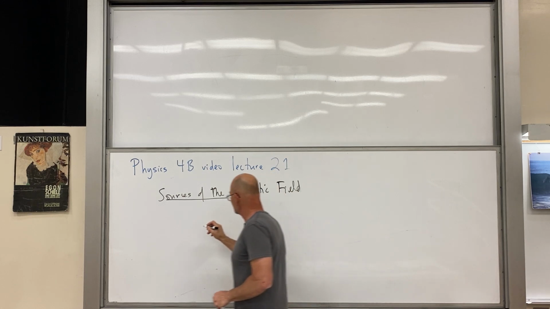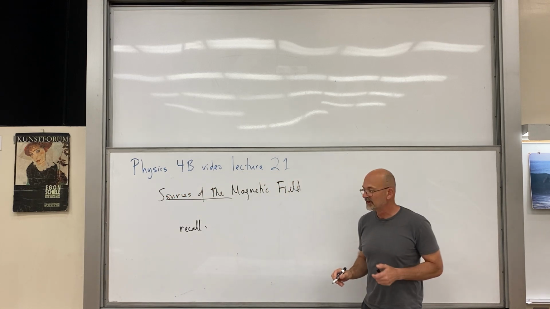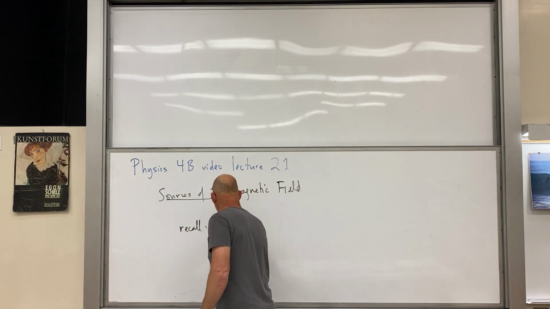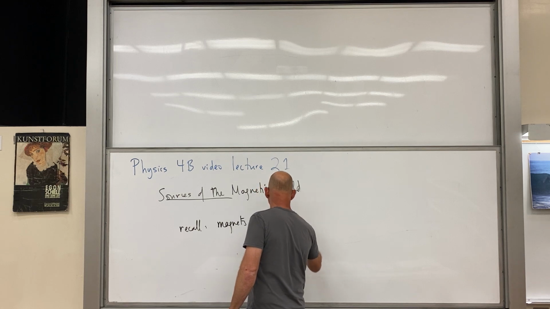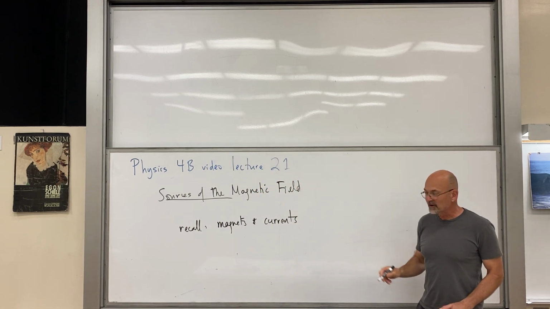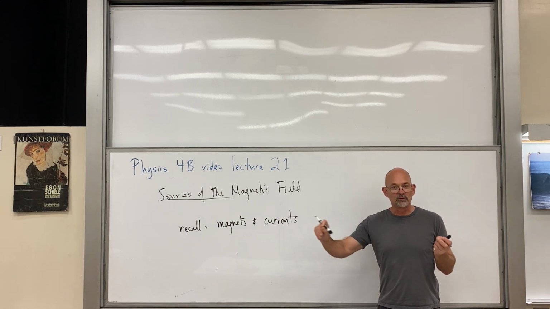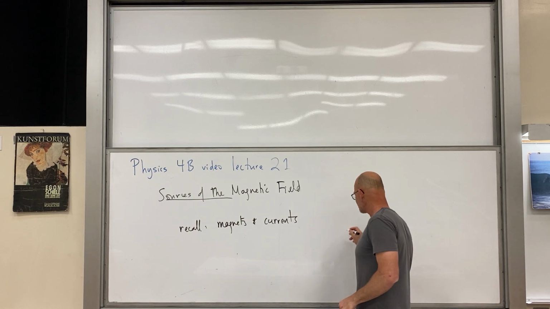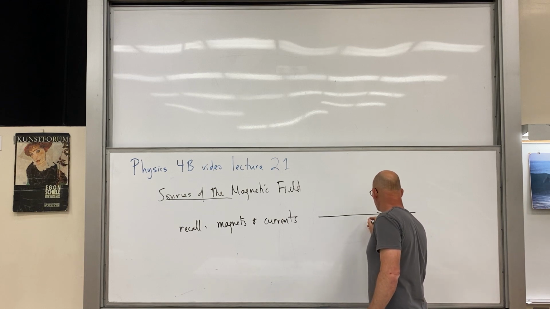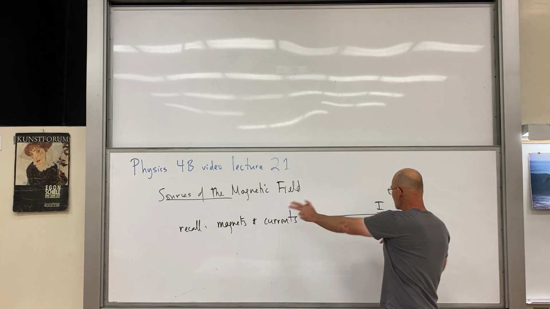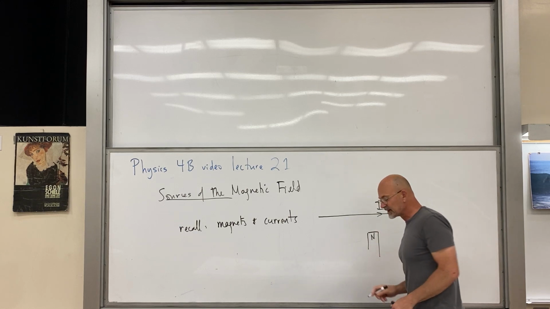And I'll just start with recall what we know about magnets and currents. Well, we know that a magnet somehow acts on a current carrying conductor, or if you just want to represent a current as a charge moving through space, it acts on that as well. So suppose we have a current carrying conductor. Here's current I coming from somewhere, going somewhere, and we have the north pole of a magnet right here.